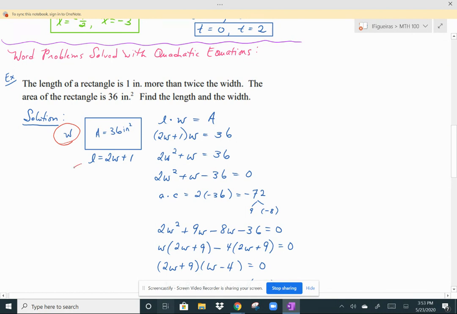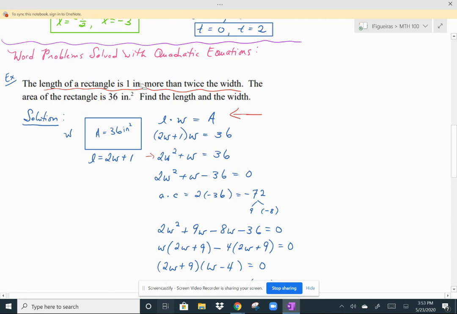Now I need to express the length in terms of the width. So again, using this statement right here, 1 inch more, that's the plus 1 part, then twice the width, that's 2 times the width. So the length is 2W plus 1. Okay, so you might remember this from when you took geometry, that length times width equals area. So now we plug in what we know. Our length is 2W plus 1. Our width is W. So 2W plus 1 times W equals, and again, the area is given as 36. All right, so now I need to solve this equation. So on the left, I'm going to distribute, and that gives me 2W squared plus W equals 36.